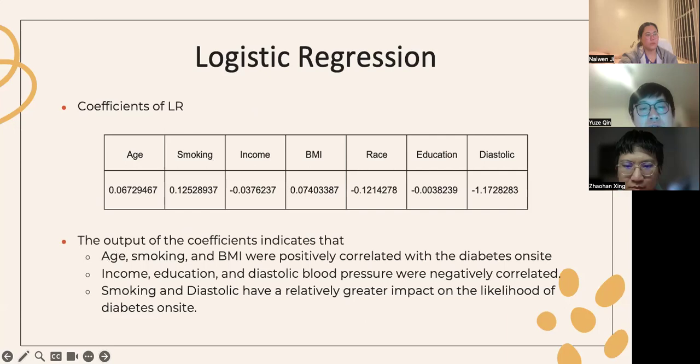So this is the output of the coefficients. This indicated that age, smoking, and BMI were positively correlated with the diabetes onset, whereas income, education, and diastolic blood pressure were negatively correlated. Smoking and diastolic have a relatively greater impact on the likelihood of diabetes onset.